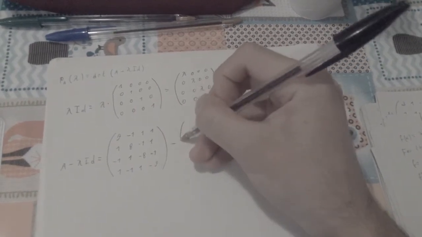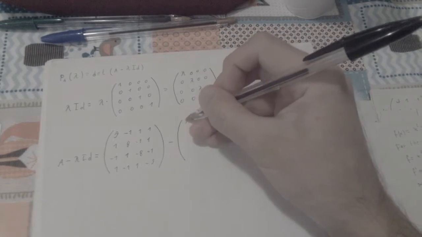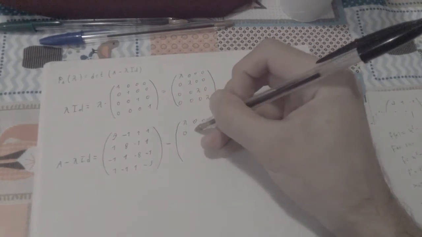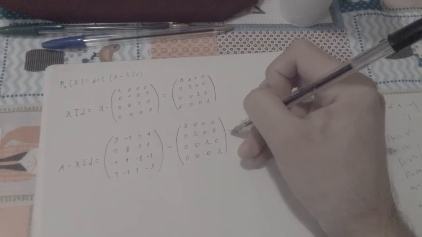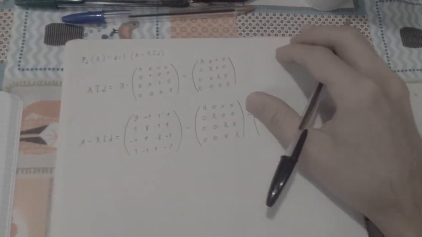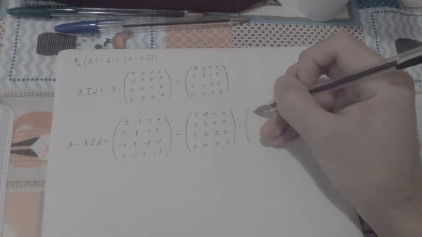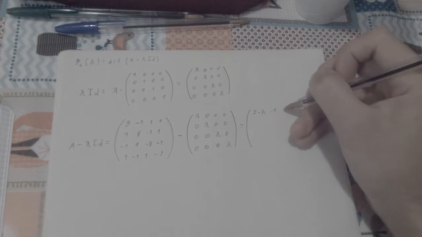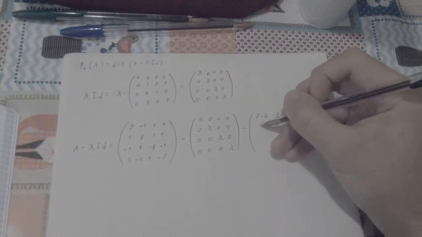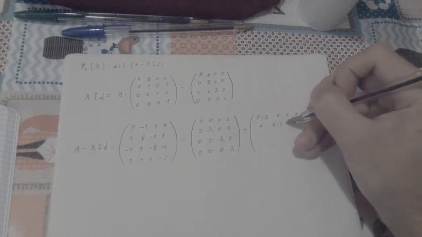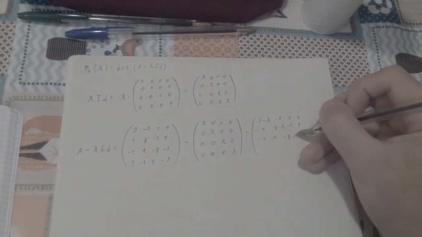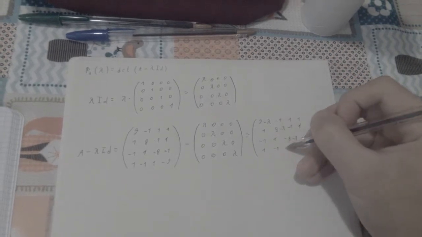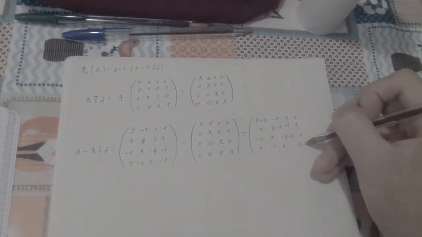1 negative 1 1 negative 9, minus the lambda I_d that we have just found, so lambda 0 0 0, 0 lambda 0 0, 0 0 lambda 0, 0 0 0 lambda, which is going to give us this matrix here. So basically it's going to give us 9 minus lambda, negative 1, 1, 1, 1, 8 minus lambda, negative 1, 1, negative 1, 1, negative 8 minus lambda, negative 1, 1, negative 1, 1, negative 9 minus lambda. All right. So this is the matrix that we have just got.